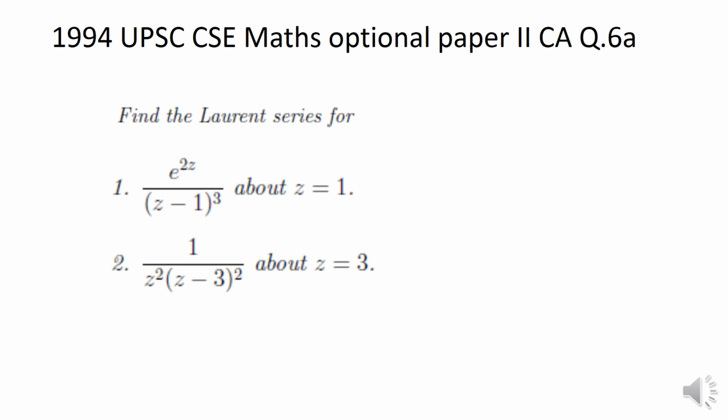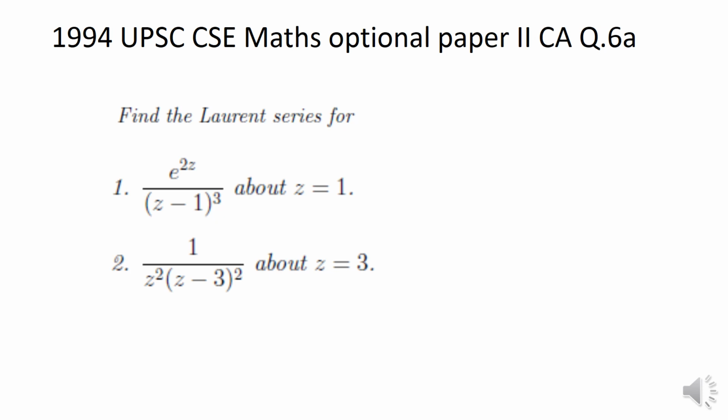In this video we have to find out the Laurent series for two series that have been given. First, e to the power 2z upon (z minus 1) cube about z is equal to 1, and second, 1 upon z square (z minus 3) whole square about z is equal to 3. This is a question of 1994 UPSC CSE Maths Optional Paper 2 CA, question number 6a.